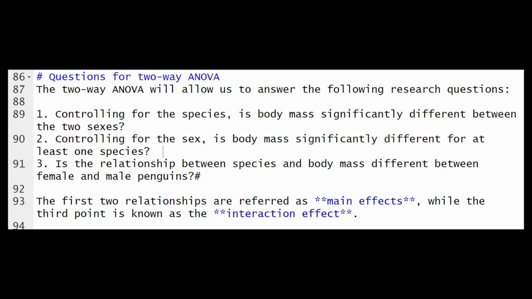It says the two-way ANOVA will allow us to answer the following research questions. 1, controlling for the species, is body mass significantly different between the two sexes? 2, controlling for the sex, is body mass significantly different for at least one species? And 3, is the relationship between species and body mass different between male and female penguins? So these first two relationships are referred to as main effects, while the third point is known as the interaction effect. We already went over that. It's just to review. I wanted to point this out to you again.